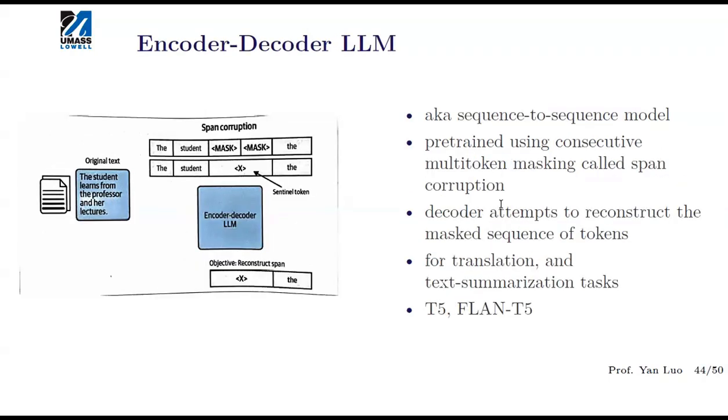Of course, we can also have both encoder and decoder. This type of model is often called a sequence-to-sequence model. They are trained slightly differently, using a consecutive multi-token masking technique. The decoder attempts to reconstruct the masked sequence of tokens. This type of language model is good for translation and text summarization tasks, and is represented by T5 and Flan-T5.